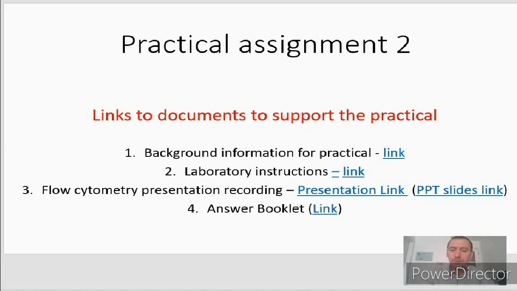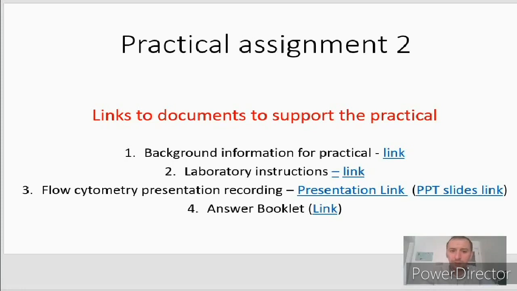Okay, folks, for this practical you have to do a little bit of reading to update your knowledge on HIV and also cell counting and the technical aspects of flow cytometry. Another link I provided is to a document related to laboratory instructions.